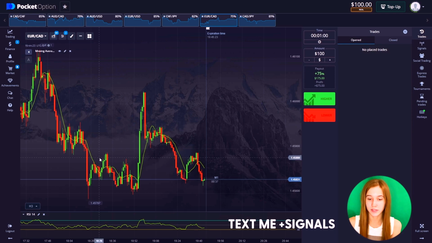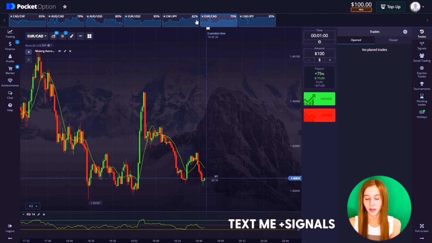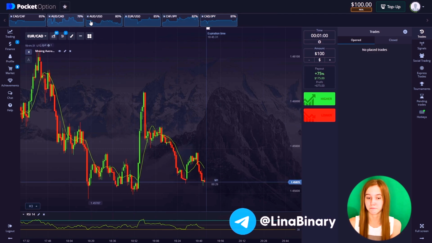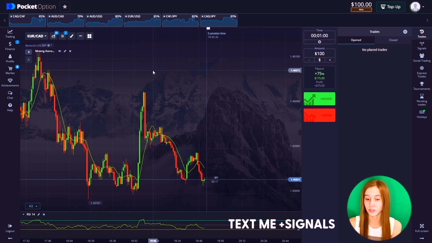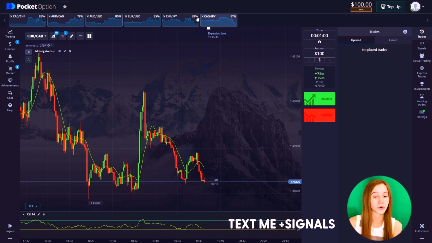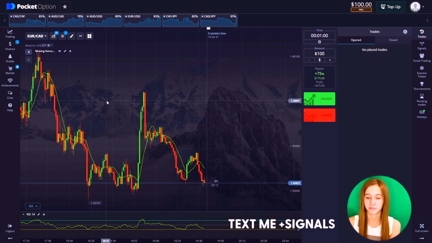Next, we have several currency pairs for trading. There are 7, but let's remove this one and leave 6. You also see the payout percentage. I recommend you choose a payout percentage of more than 70%. It's very important, no less.